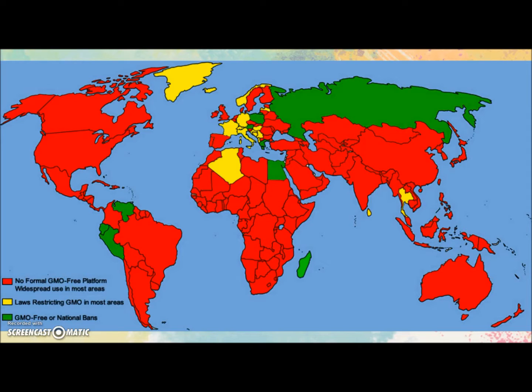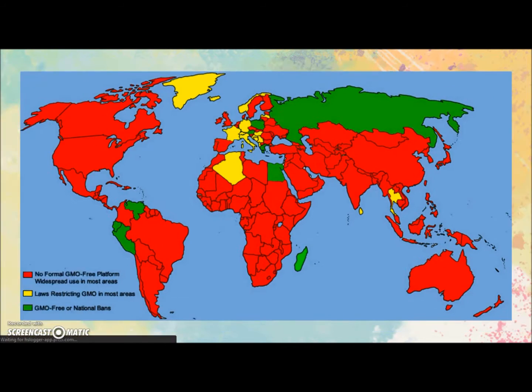But there are more and more places on Earth where there are laws restricting GMO production and consumption, and there are countries, most importantly Russia, where there are national bans on genetic manipulation. So it's Poland and Switzerland. Austria. That's Austria. Hey, well done, Austria, where there is no GMO production.